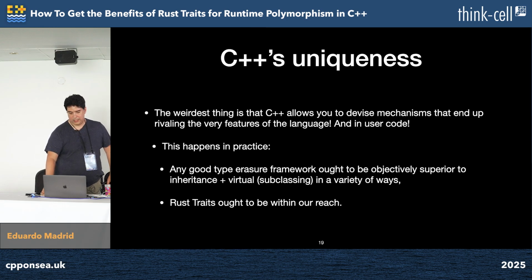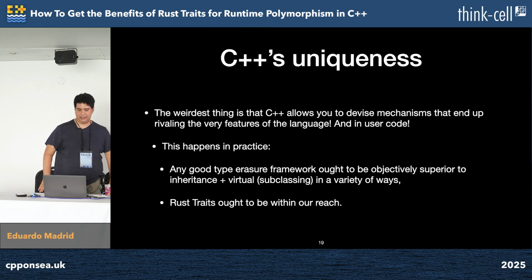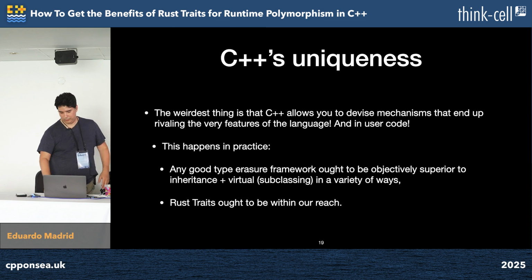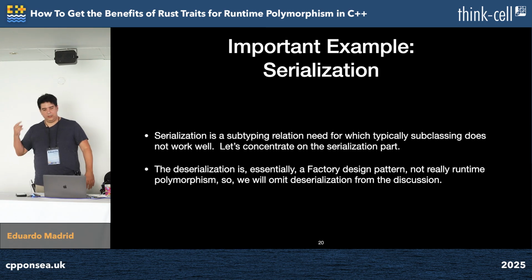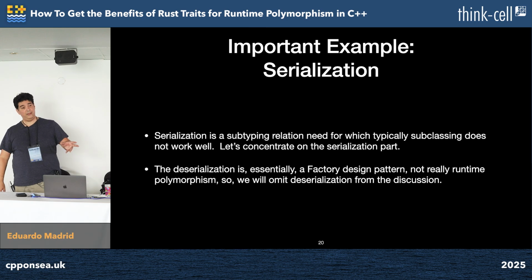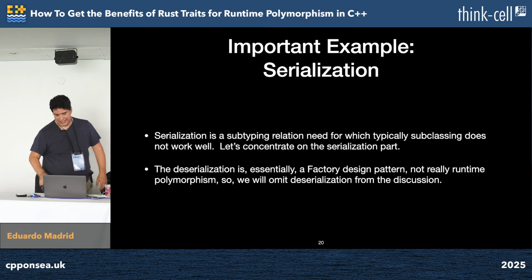And in particular, the style of runtime polymorphism that Rust traits give Rust programmers ought to be within our reach. We ought to be able to represent that. And we have done it, and I will persuade you that we can. So we're going to use only one example because I believe that is representative of the problems and representative of the needs for subtyping that are what will allow us to drive the explanation forward.